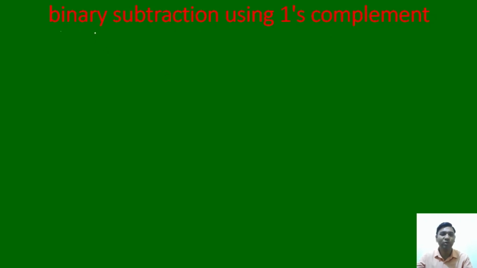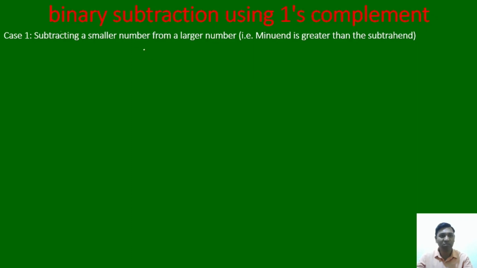In this video, we are going to learn binary subtraction using 1's and 2's complement. Now, let us begin with the binary subtraction using 1's complement. Here, there are two cases. Let us begin with case number one, subtracting a smaller number from a larger number. That is, minuend is greater than the subtrahend.